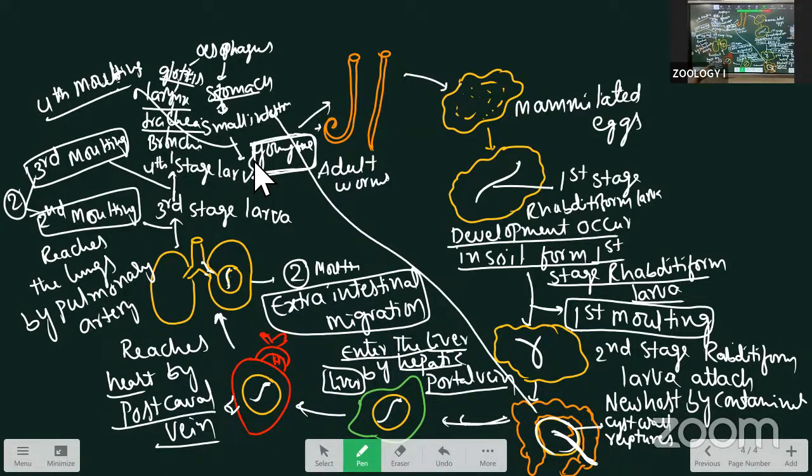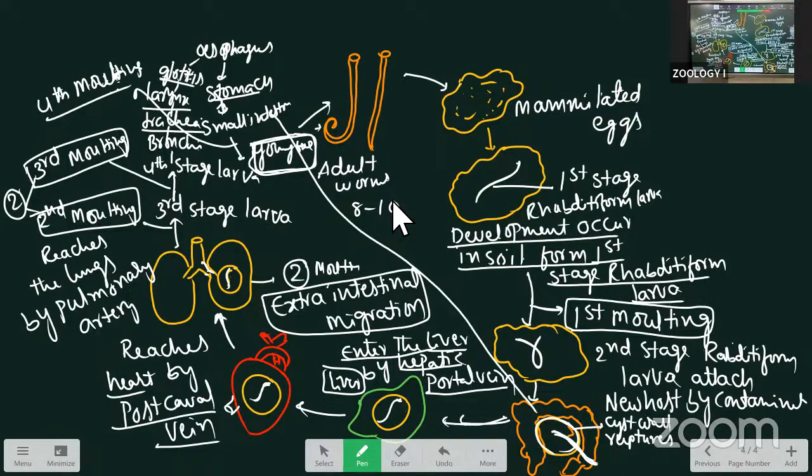These young ones, within 8 to 10 weeks, are formed as adult worms. These are again inside the small intestine. They are copulating, starting the cycle. This is about the life cycle of Ascaris.